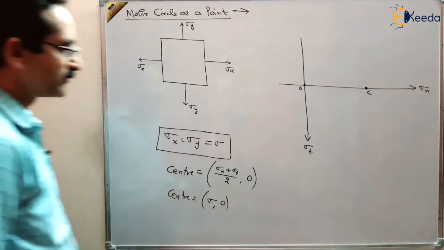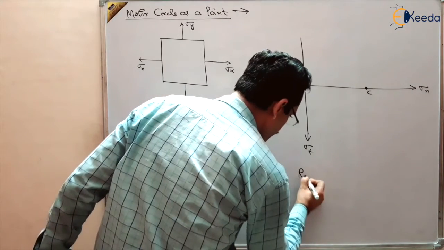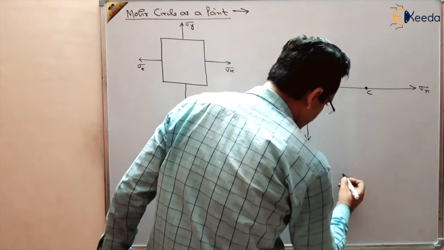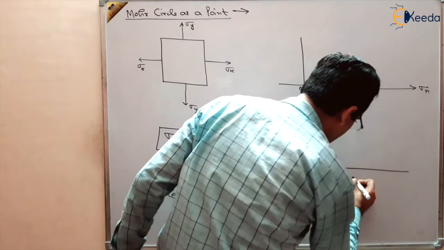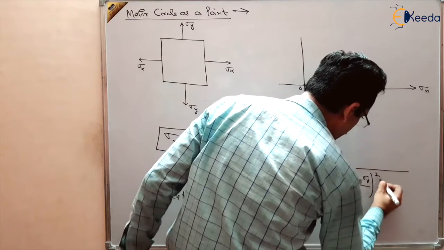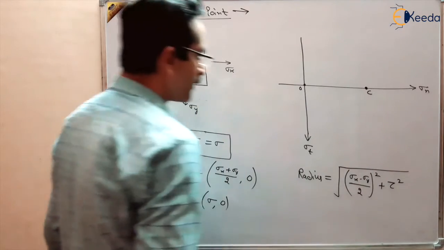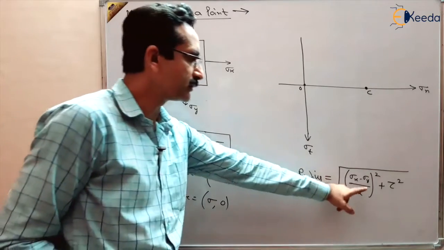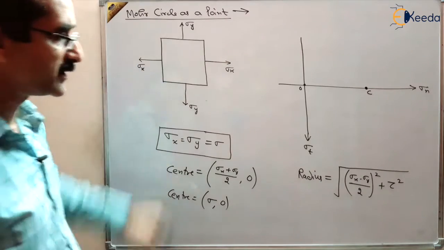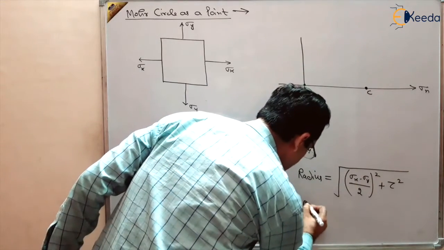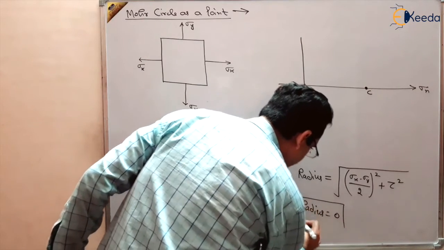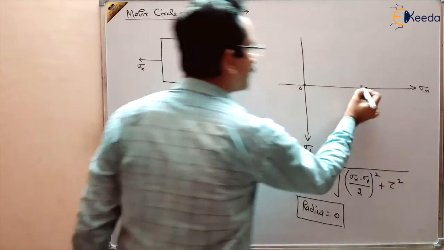And what will be the radius? The radius is equal to the square root of ((sigma x minus sigma y) by 2) whole squared plus tau squared. And sigma x is equal to sigma y, so this term will vanish. And there is no shear stress applied. We are not applying any shear stress, so tau is 0. So it means the radius is 0. And when there is no radius, our Mohr circle is just the center.